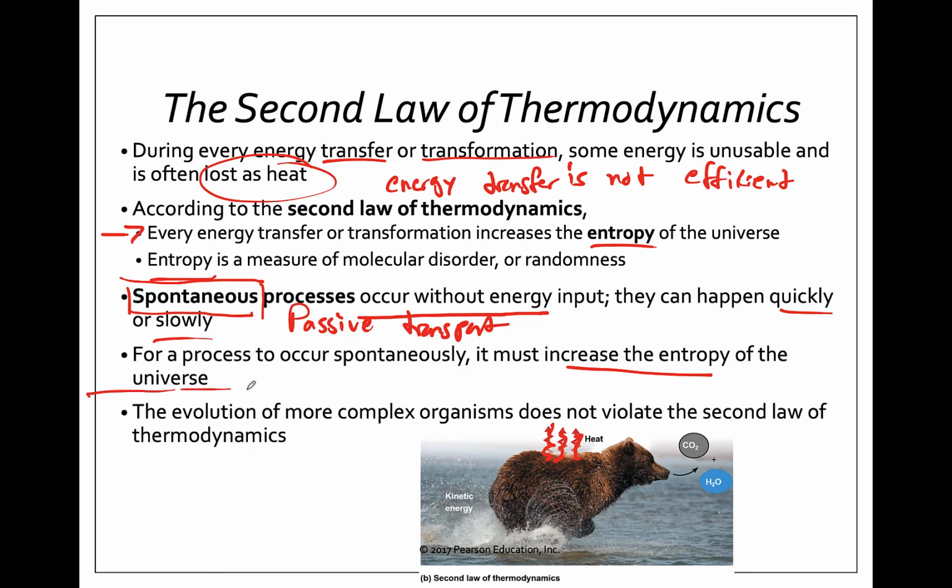So a common misunderstanding of the second law of thermodynamics is that when we make complex organisms, doesn't that violate the second law of thermodynamics because we're taking things that were random and building complex molecules or organisms? And this does not, because the process of building a complex organism will actually create more entropy than it removes.